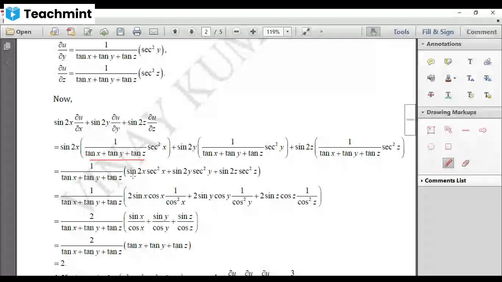But we know that sine 2x can be written as 2 sin x into cos x, and secant square x is 1 by cos square x. Similarly, sine 2y is 2 sin y into cos y, secant square y is 1 by cos square y. Sine 2z is 2 sin z into cos z, secant square z is 1 by cos square z. Now see here, one cos gets cancelled in all of them.